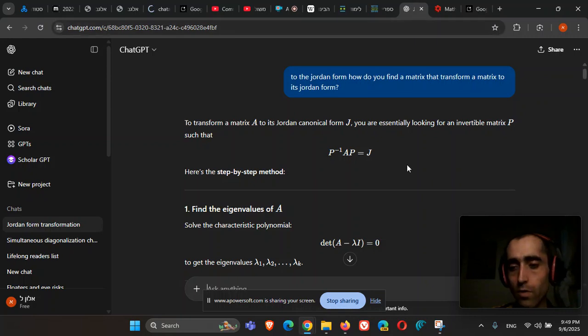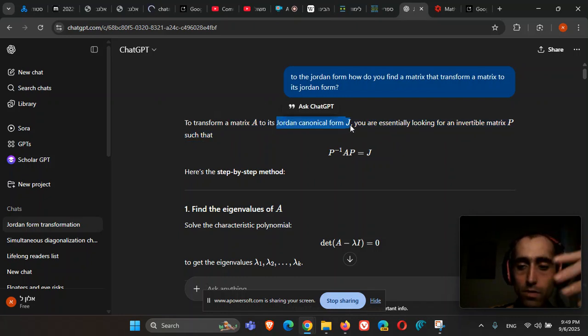So the idea now is to talk about how I can find the matrix that transforms a matrix into its Jordan form. I mean, if I have a matrix A and a Jordan canonical form of this matrix, let's call it J, how can I find the invertible matrix P such that P minus 1, the inverse of P, times AP equals J? You know, like we are doing in diagonalization, but now for a Jordan form.